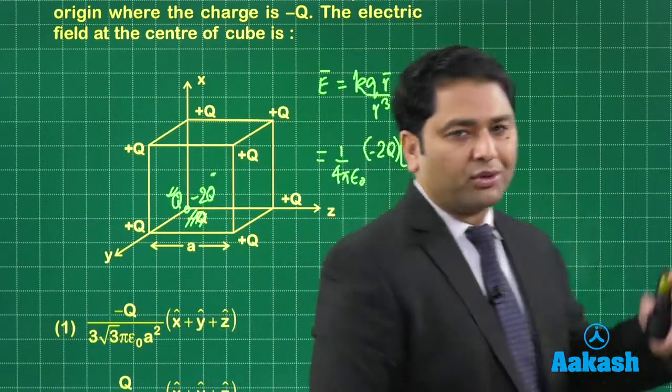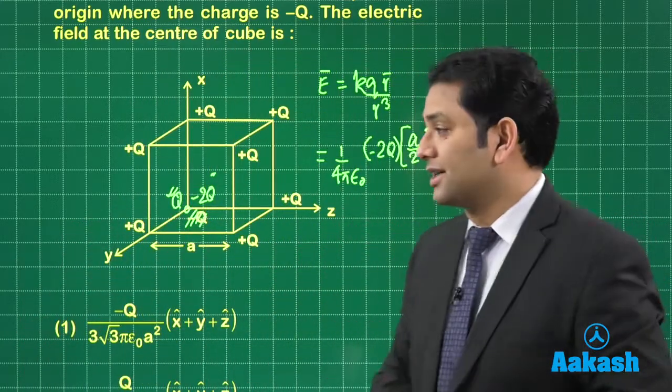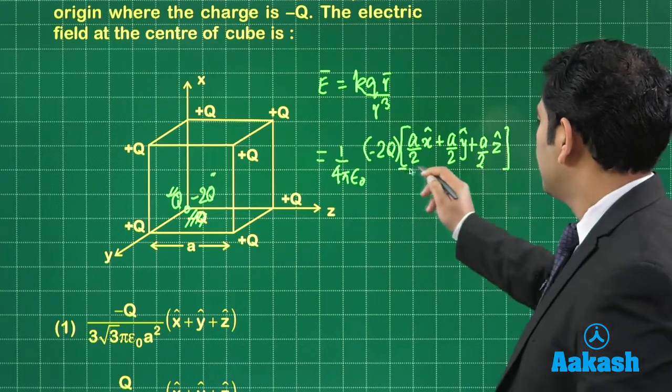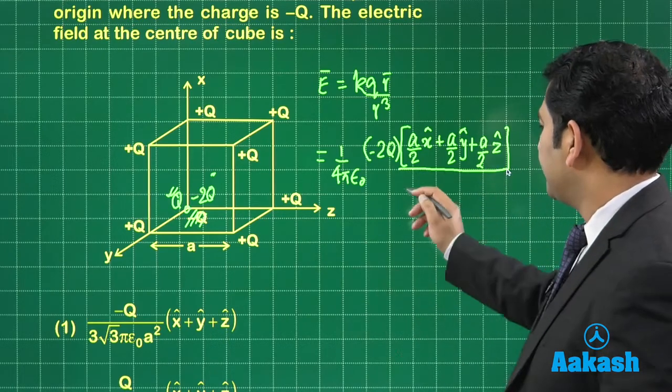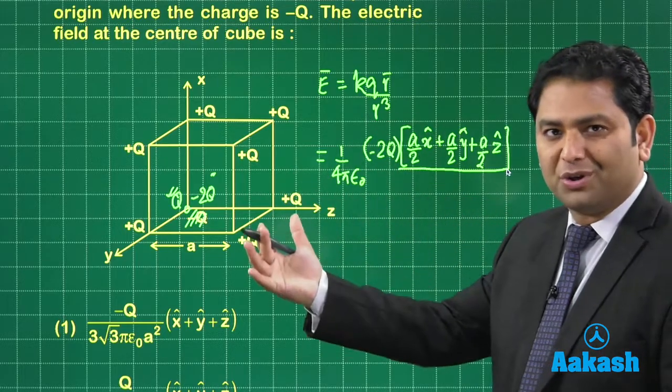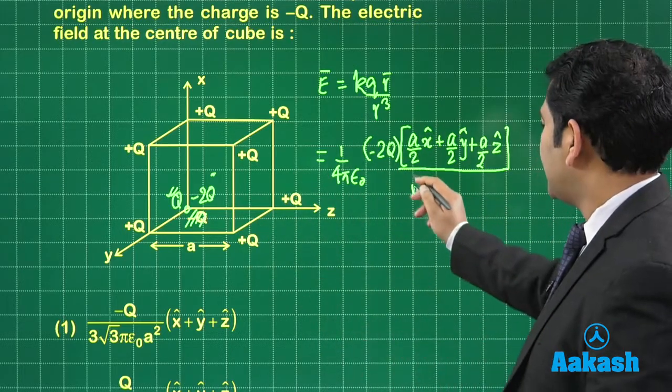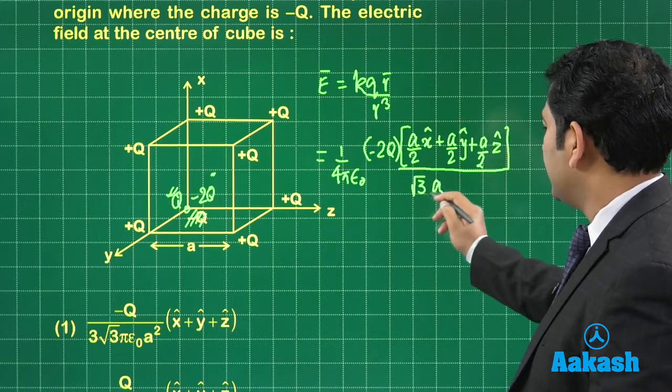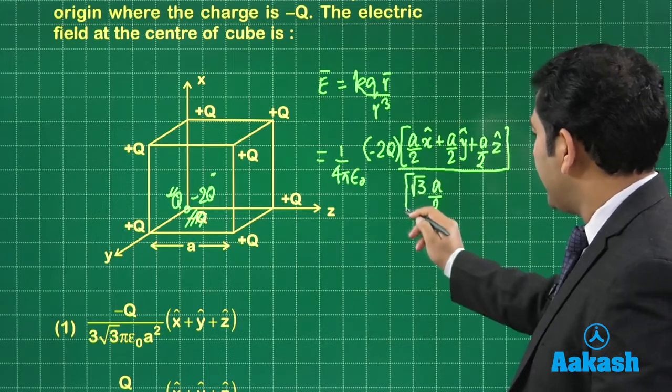The x cap, y cap and z cap are correspondingly the i cap, j cap and k cap. That's not a big deal, all right? So that has been written. Now, one more thing is remaining. In the denominator, we've got to go with r cube. So how much will that be? That's going to be first the magnitude cubed. You've got to be careful with that. So how much is the magnitude? Root 3 a by 2, and cubed.